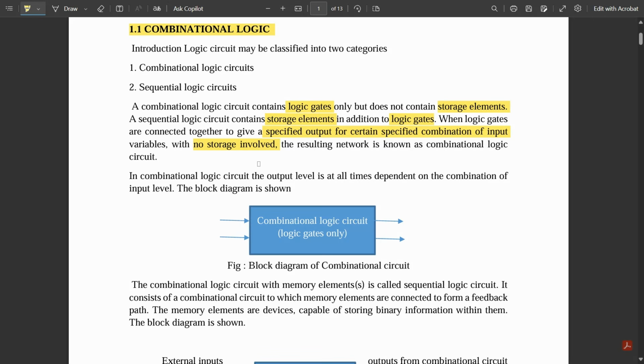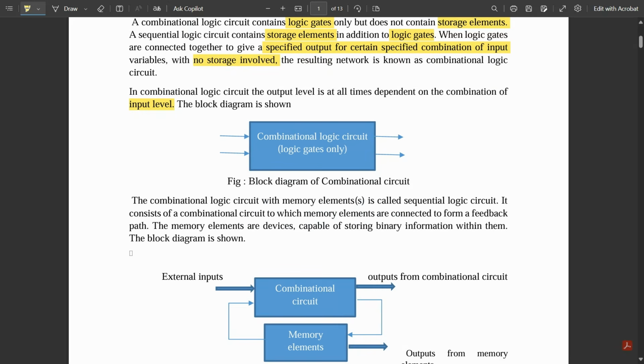In a combinational logic circuit, the output level is at all times dependent on the combination of input levels. Okay, output is dependent on the combination of inputs as suggested in this block diagram. The combinational logic circuit with memory elements is called a sequential logic circuit. It consists of a combinational logic circuit to which memory elements are connected to form a feedback path.